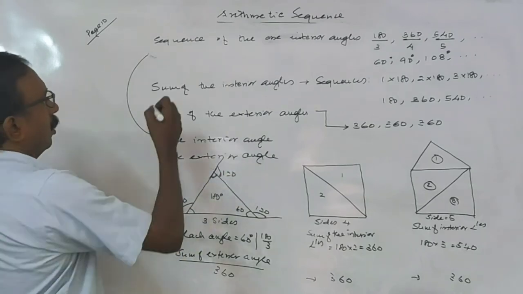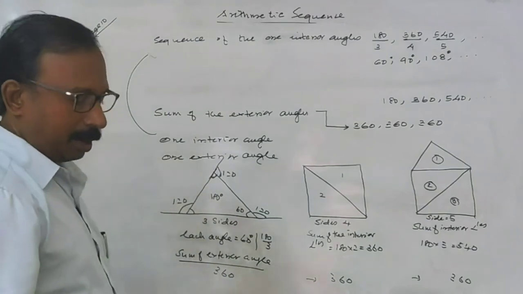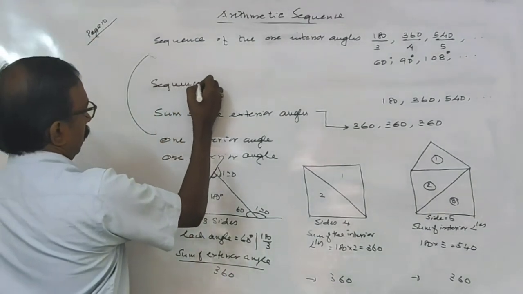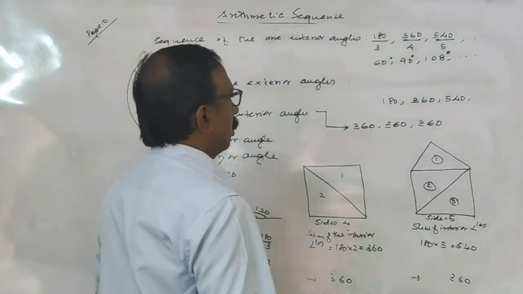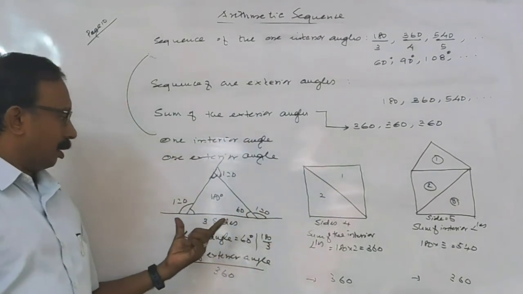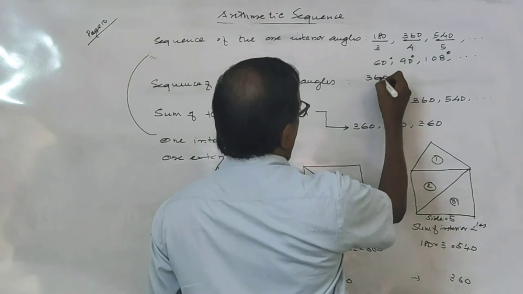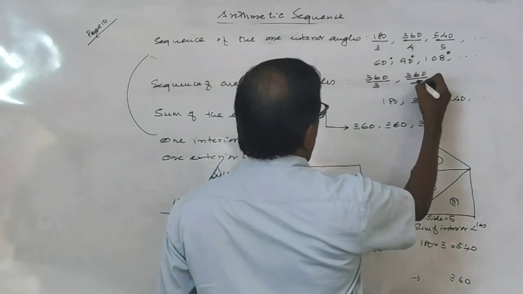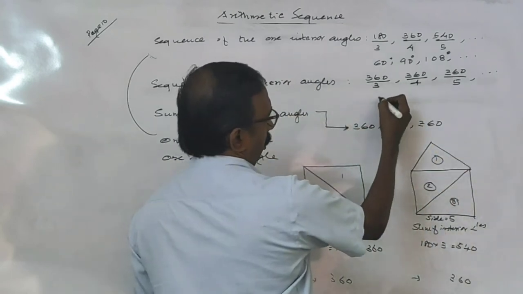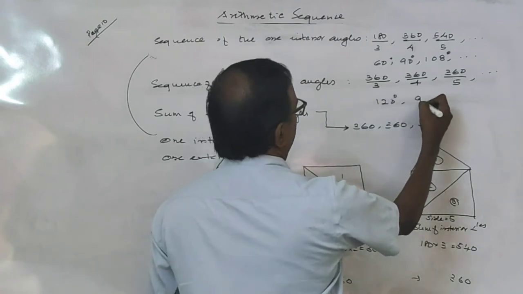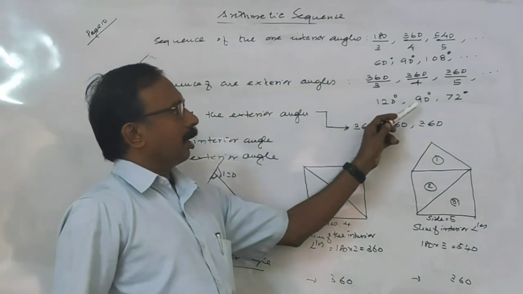Now one exterior angle. The sum of the exterior angles in a triangle is 360. So 360 by 3 sides, 360 by 4 sides, 360 by 5 sides, etc. So this is 120 degrees, this is 90 degrees, this is 72 degrees, isn't it? 120 degrees, 90 degrees, 72 degrees.